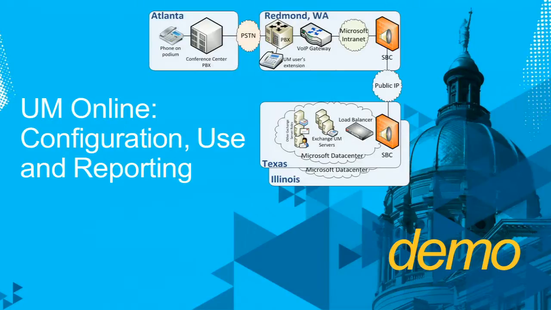So the setup that I've got today, of course, this is a conference session, so I have a phone on the podium. That's connected up to the conference PBX, and then via the wonderful public telephone network, we'll communicate with a PBX that we have in Redmond, Washington. We have a voice-over IP gateway hooked up to that PBX. And then that, through our own internal network, communicates with a session border controller. The session border controller is sending the calls over the public IP network. We don't have anything special set up here.